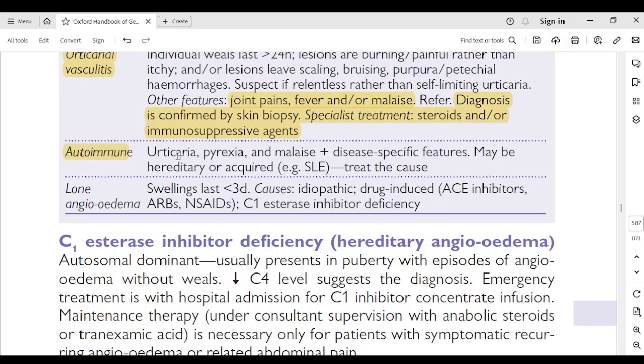Autoimmune. Urticaria, pyrexia, malaise plus disease-specific features may be hereditary or acquired like in SLE. Treat cause. Lone angioedema, swelling lasting less than 3 days. Causes are idiopathic, drug-induced: ACE inhibitors, ARBs, and NSAIDs, C1 esterase inhibitor deficiency. So this is lone angioedema without any urticaria.